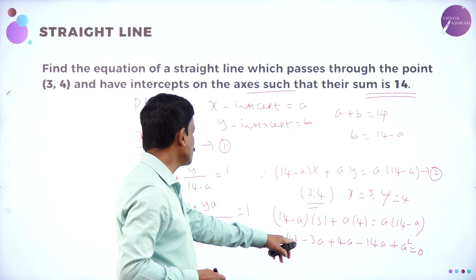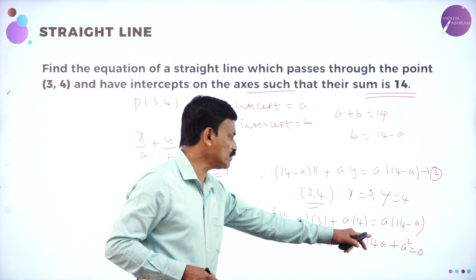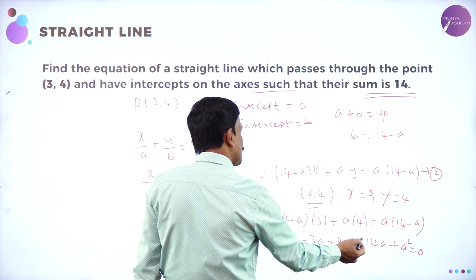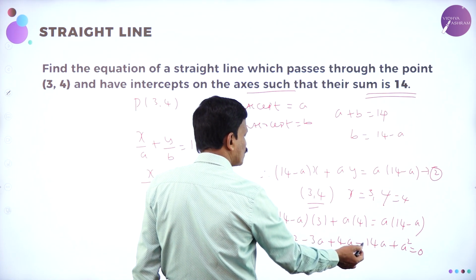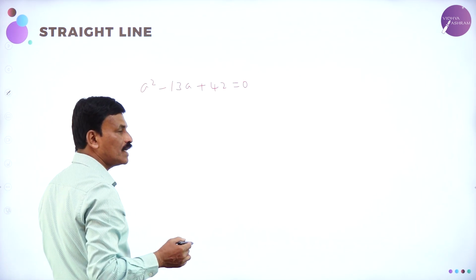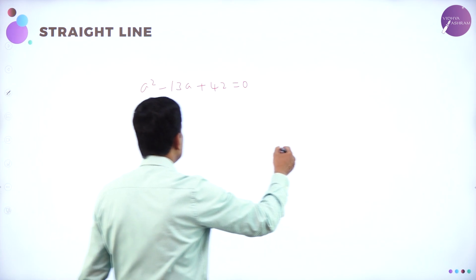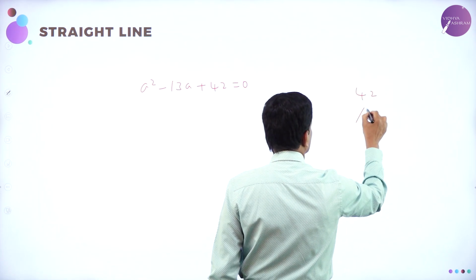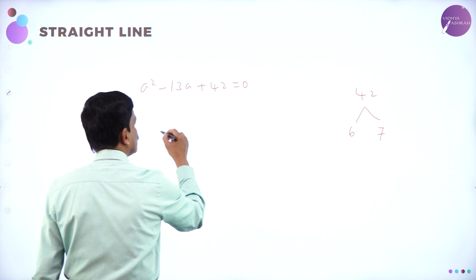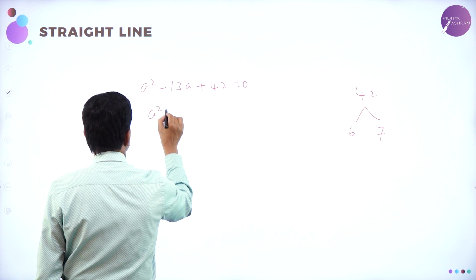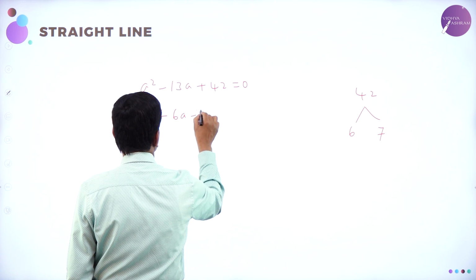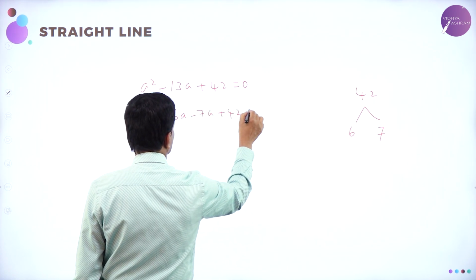After simplifying 42 minus 3A plus 4A minus 14A plus A square, just put it in the standard form. A square minus 14A plus 4A is minus 10A, minus 10A minus 3A is minus 13A, plus 42. So, A square minus 13A plus 42. Factorize this. This 42 can be written as 6 into 7. 6 sevens are 42. So, A square minus 13A can be written as A square minus 6A minus 7A plus 42 is equal to 0.